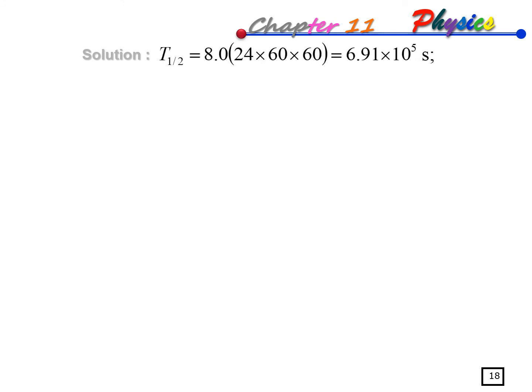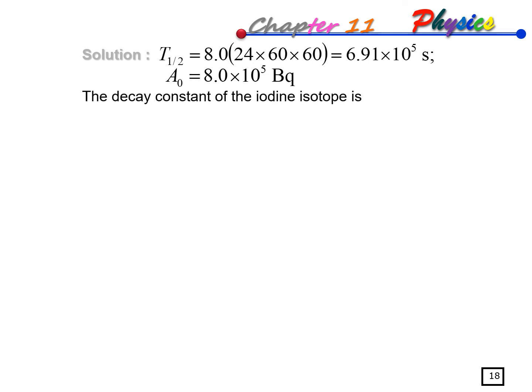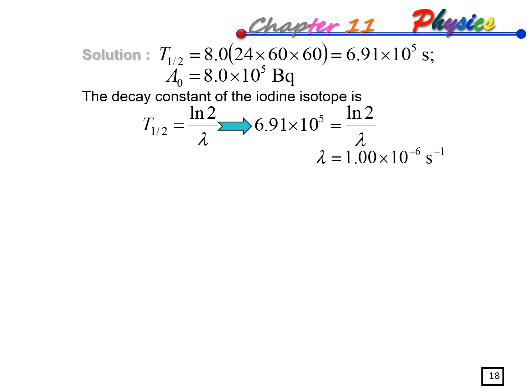Alright, so solution for A. The half-life is given, so convert it into seconds. The activity we have is in becquerel, and this will be the initial or reference activity. The decay constant we can calculate based on the half-life given, so we end up with 1.00 times 10 to the power of -6 per second.